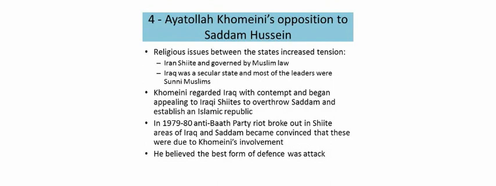Khomeini then regards Iraq with contempt and begins appealing to the Shiites and the religious people in Iraq to overthrow Saddam and to establish an Islamic Republic in Iraq. And of course, this religious aggression towards Iraq really riles Saddam. And in 1979 and 1980, to boot, anti-Ba'ath Party riots break out in Shiite areas of Iraq, and Saddam becomes convinced that these are due to Khomeini's involvement. So there's an essence here that he wants to punish the Ayatollah for his destabilization of the Iraqi government.